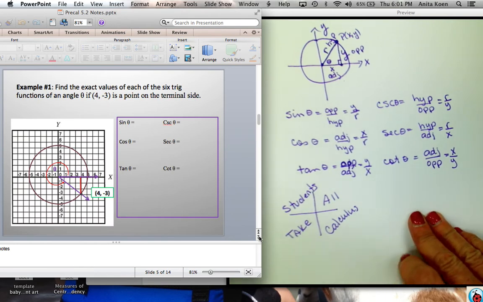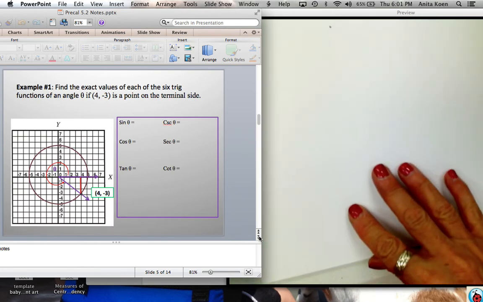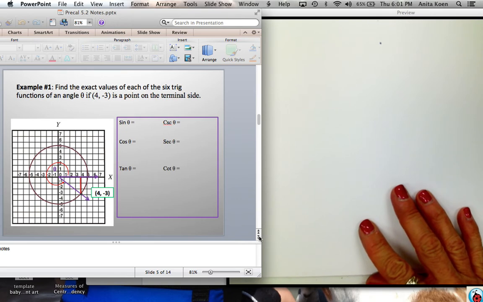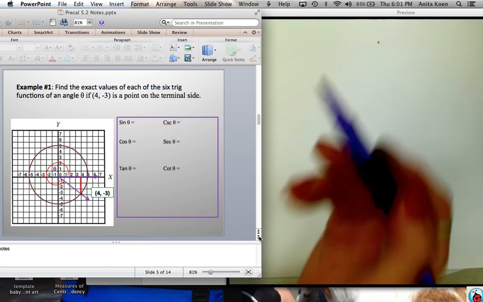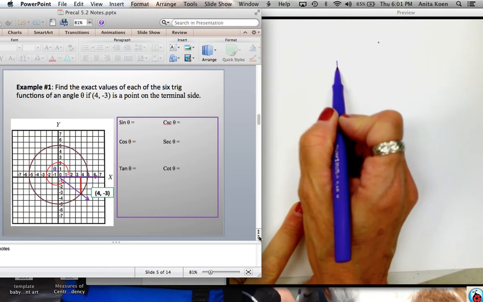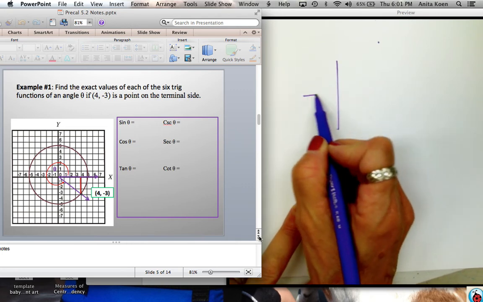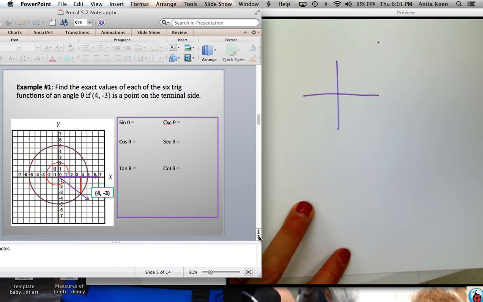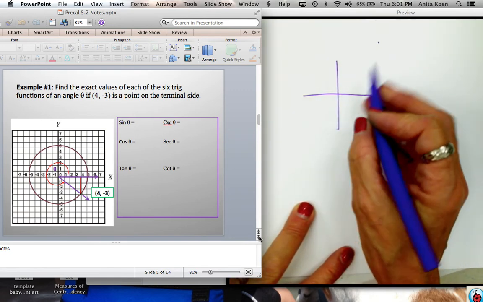All right, now we're going to look at an example, and this will be the last slide that we're going to do today, and we'll try to get this uploaded so you can get your homework done. Example number 1 says to find the exact value of each of the 6 trig functions of an angle theta if 4, -3 is a point on the terminal side.